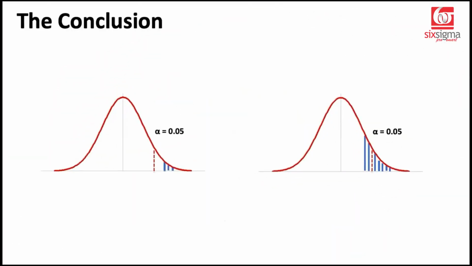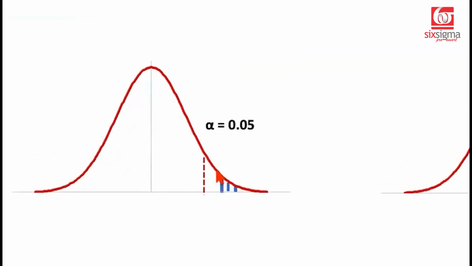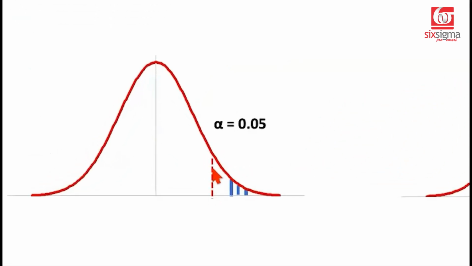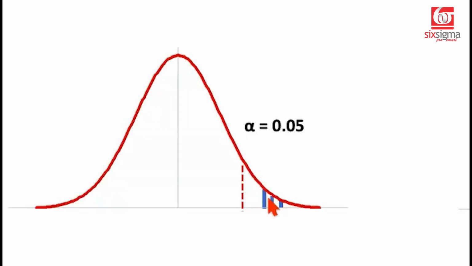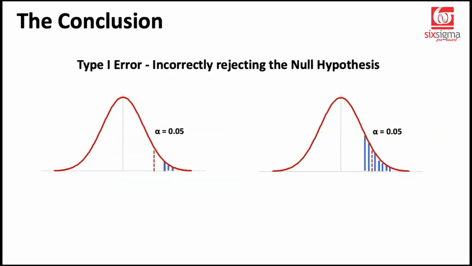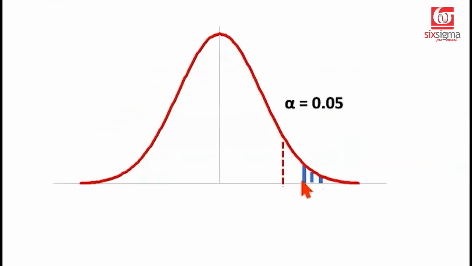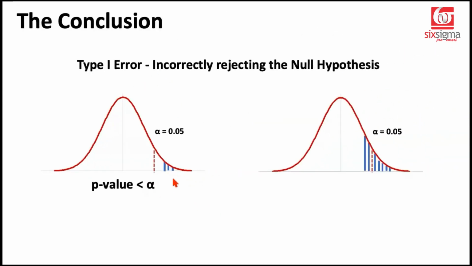We are taking an example where this dashed red line and the region to the right of it entirely represents the alpha of 5%. This is 5% area under the curve. And the blue shaded region is the area bound by the p-value. Remember, the type 1 error is incorrectly rejecting the null hypothesis. In this case, what do we observe? Alpha is a bigger value compared to the shaded region in blue. So this is a case of p-value less than alpha. If that is the case, we are allowed to reject the null hypothesis.